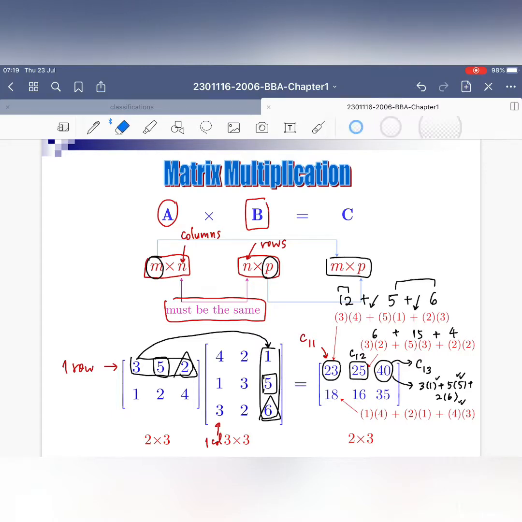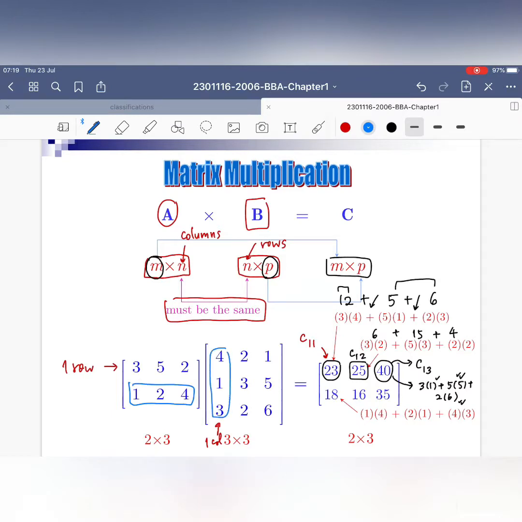If you move further, can you fix the first row and the fourth column? You don't have it, right? So you are going to do the second row. Now the second row and the first column is right there, right? C21. So it is 1 and 4, 2 and 1, 4 and 3. See, 1 and 4, 2 and 1, 4 and 3. So you have 18 out of it.